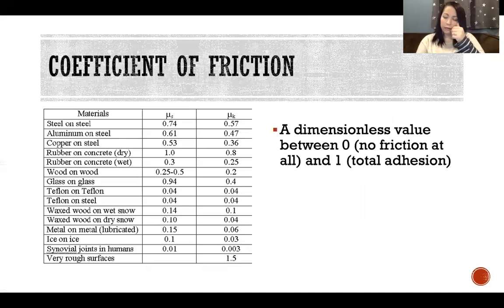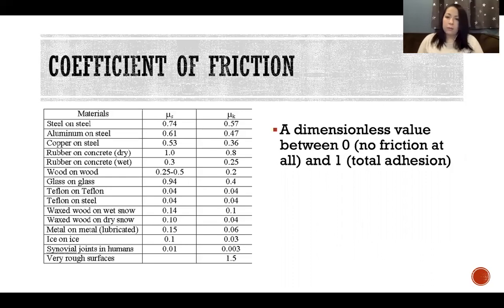The coefficient of friction is a dimensionless value, somewhere between 0 and 1, that tells us how much friction there is between two surfaces when they are sliding against one another. Okay, so there's no dimension. When we say dimensionless, we mean there are no units. It's not like this much pressure, that much force. It's just a number between 0 and 1 that tells us how much friction there is. So 0 would be there's no friction at all. 1 would be there's no movement at all. There's total adhesion, and we can't slide those surfaces relative to one another at all.